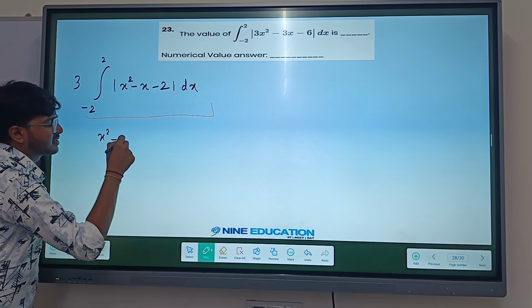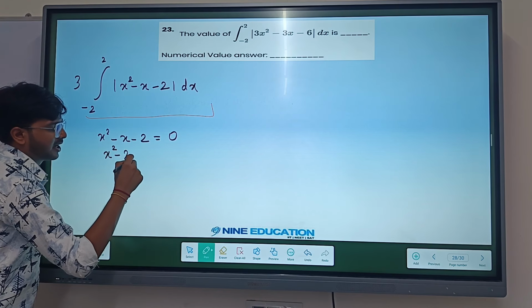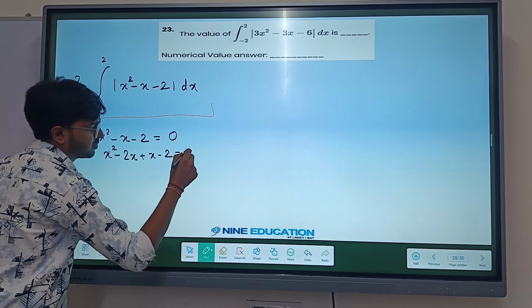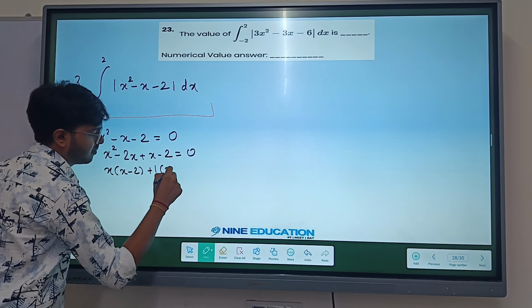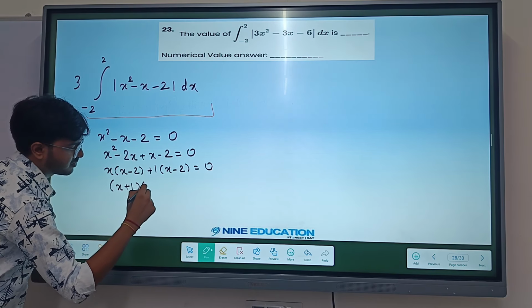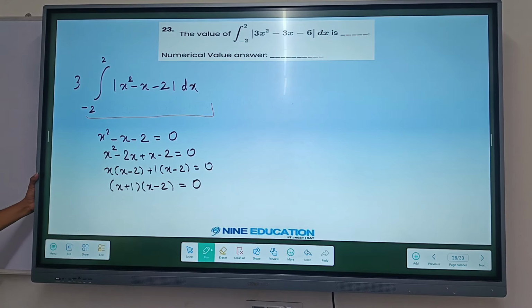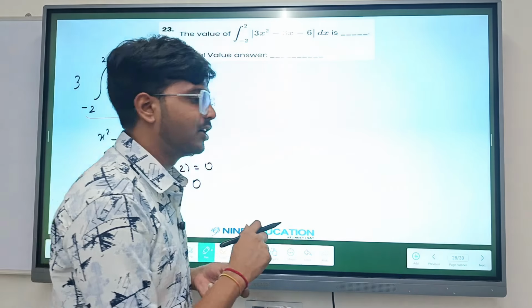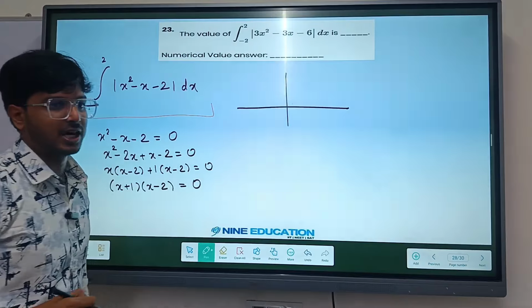So x square minus x minus 2, if I keep it as 0, I'll get x square minus 2x plus x minus 2 equal to 0. Take x common, x minus 2, plus 1 common, x minus 2, equal to 0. So (x plus 1) into (x minus 2) equal to 0. So what are the roots of this quadratic? Minus 1 and 2.